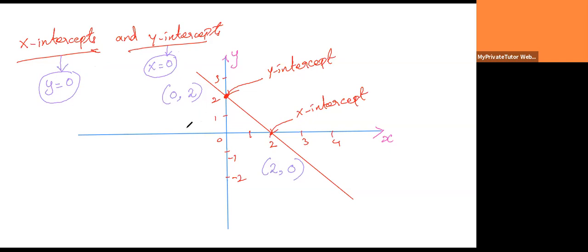What exactly it means is that the point where the line crosses the x-axis is nothing but the x-intercept, and where it crosses the y-axis is nothing but the y-intercept. I hope I'm not repeating too much. So please let me know if I want to increase the pace of teaching.